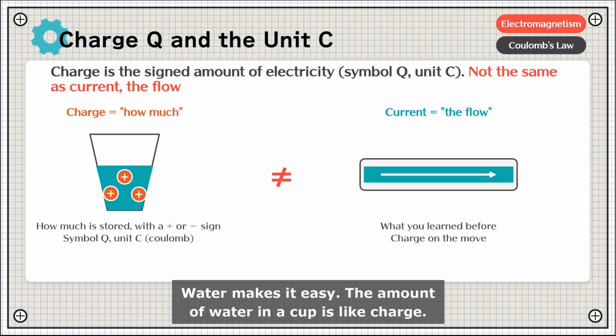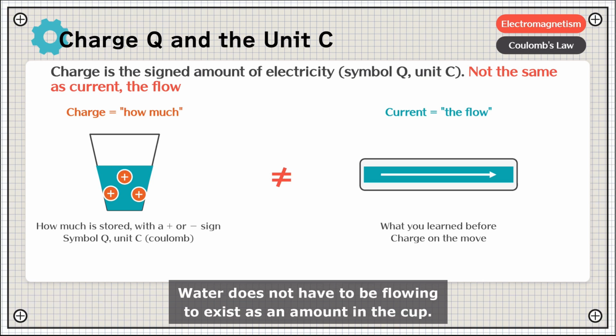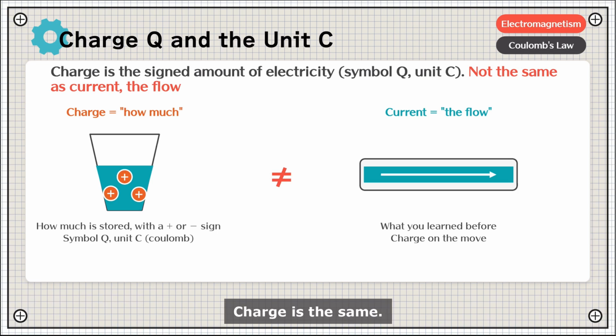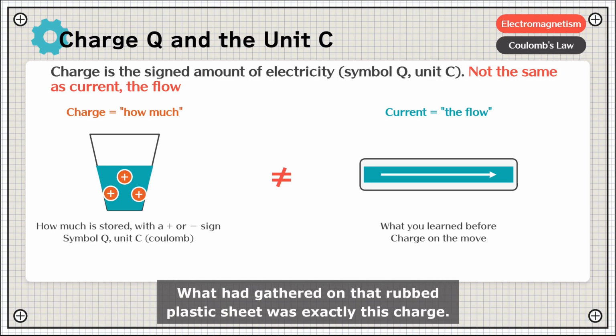Water makes it easy. The amount of water in a cup is like charge. The flow of water through a pipe is like current. Water does not have to be flowing to exist as an amount in the cup. Charge is the same. Even when nothing is moving, it is there as an amount of electricity sitting on the object. What had gathered on that rubbed plastic sheet was exactly this charge.